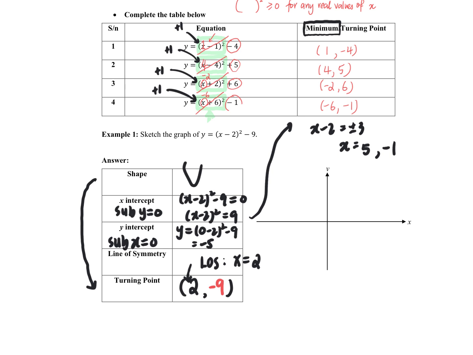And then if you go and draw it out, 1, 2, 3, 4, 5. Even if you don't want to mark all these points out, it's fine. No need to even write it out. Minus 1 is here. So mark out the points. And then your line of symmetry is here at 2. Your y-intercept is at negative 5. So maybe here. And then your turning point is 2, negative 9. So it's even further, somewhere here. So with your 4 points, you join them together, then you get your curve.